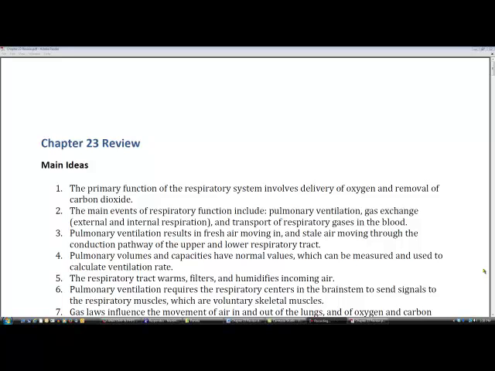This is the Chapter 23 review. For the test on Chapter 23, you need to focus first on the main ideas. Make sure you have these down. You have a separate quiz just over the main ideas. And then fill in from the supporting information the details.